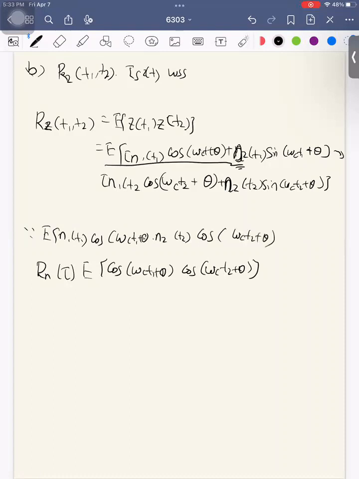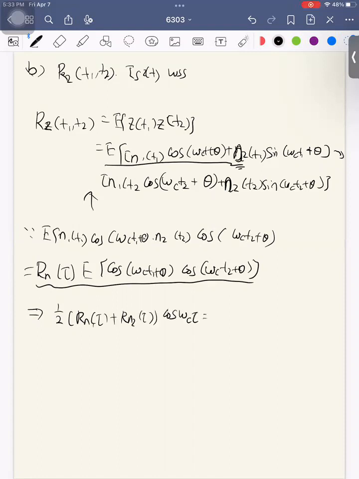Since we already know this equation is equal to the expression here, we can calculate both equations, and the result looks like that. It looks like 1/2 times the Rn1 tau Rn2 tau, and the cosine. So the part 2 looks like that. Now we can say the ZT is WSS.